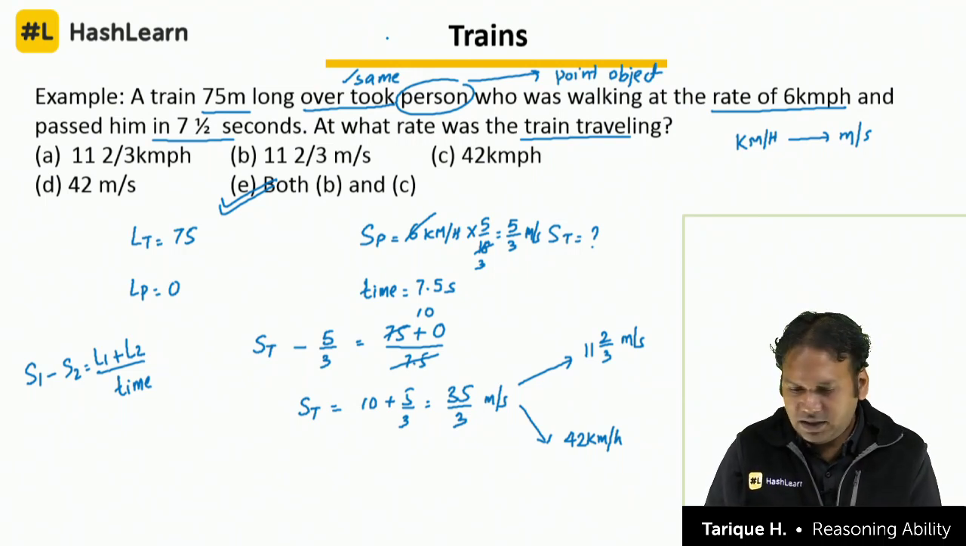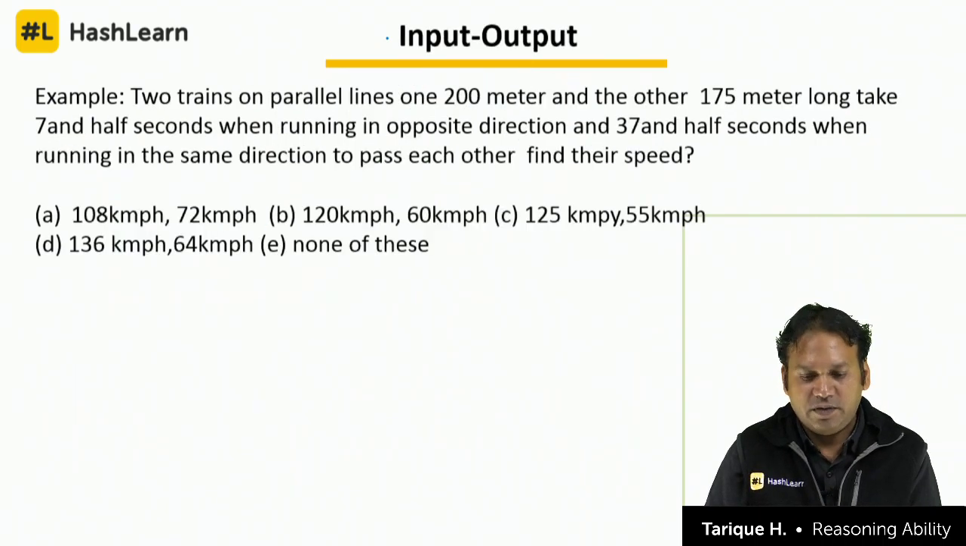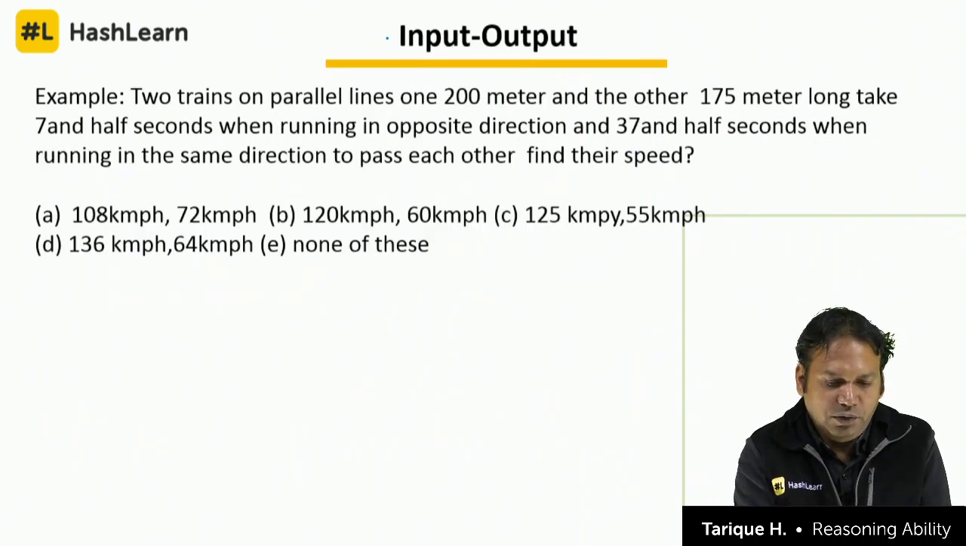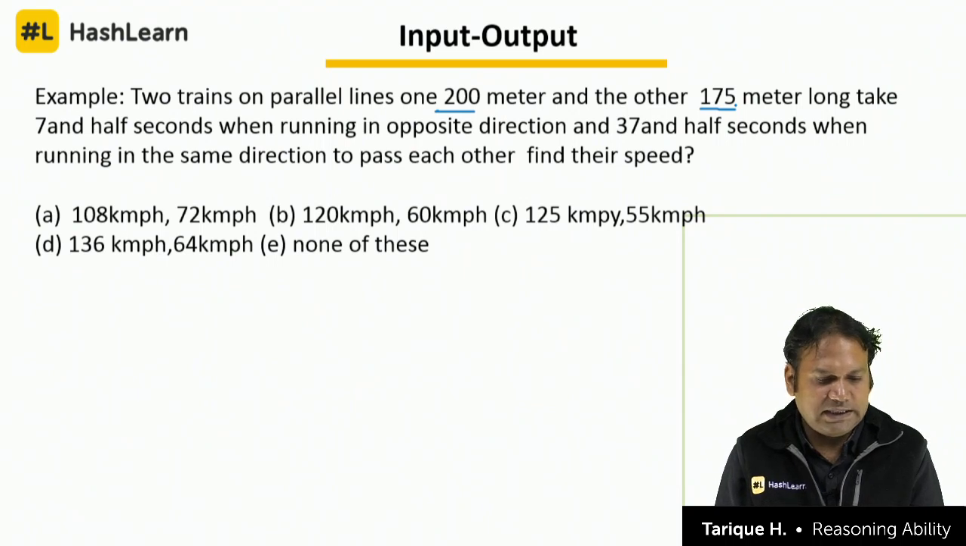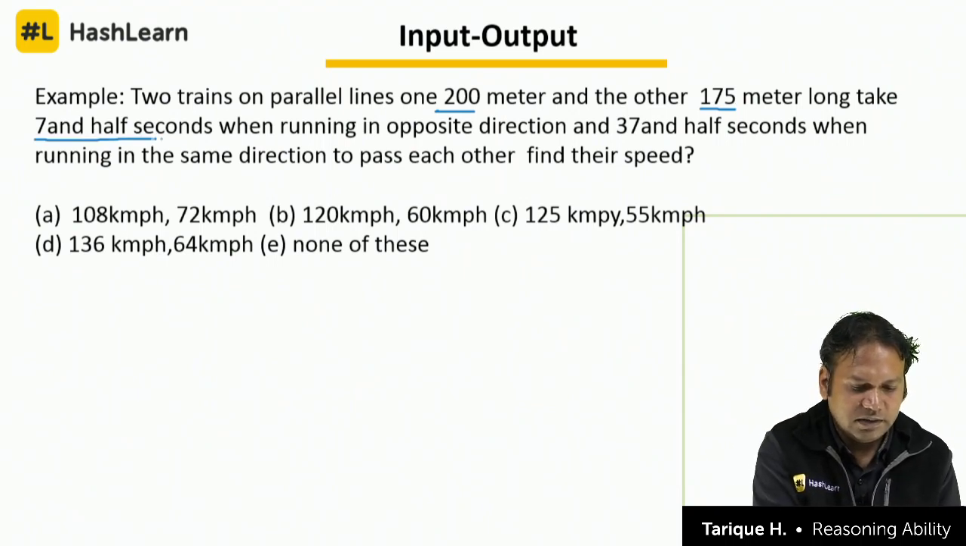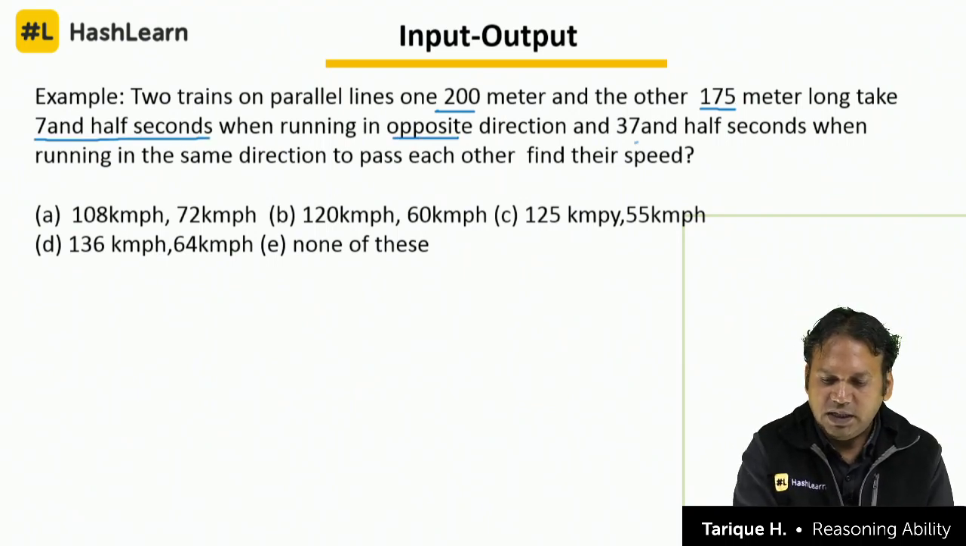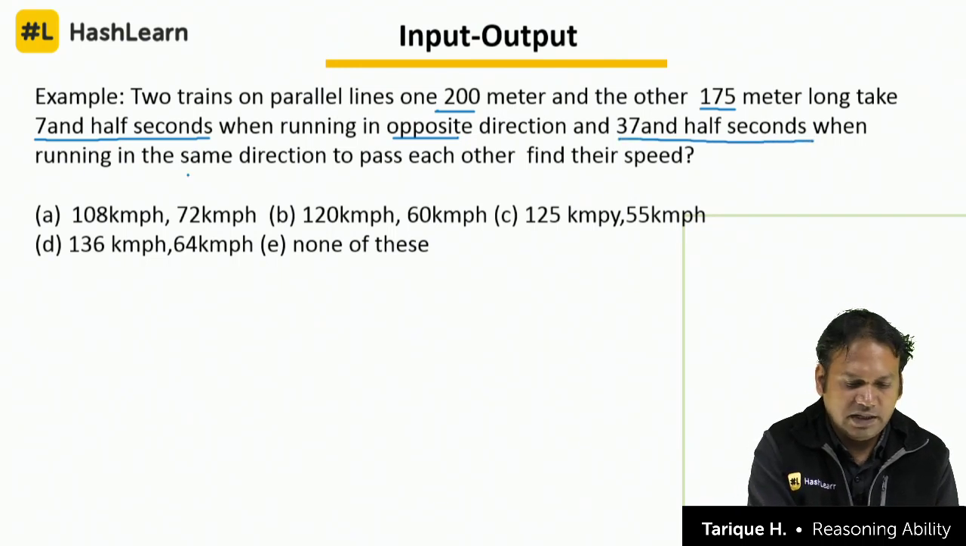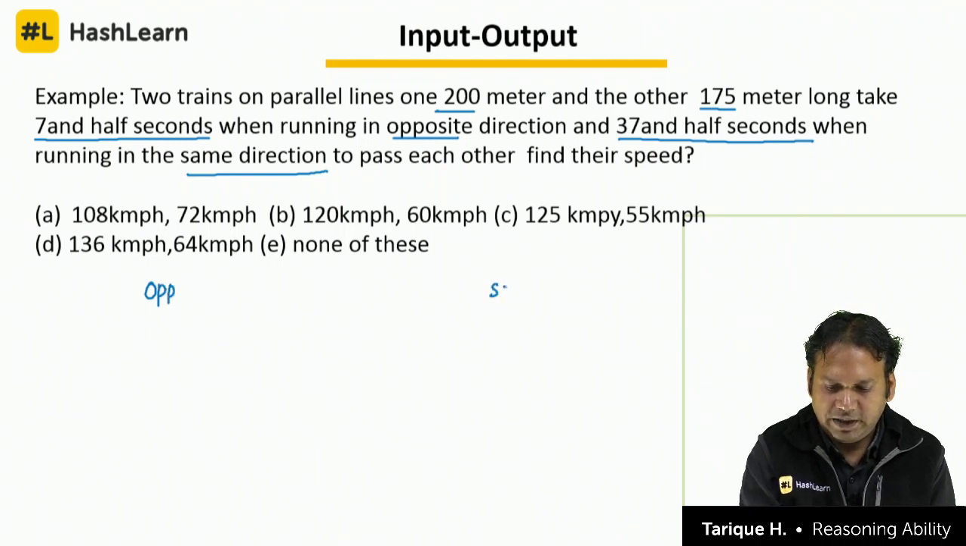Now we will see the next example for questions on trains. Okay, two trains on parallel lines, one 200 meter, another 175 meter, takes 7.5 seconds when running in opposite and 37.5 seconds when running in the same direction. Two cases are there: opposite direction, same direction.